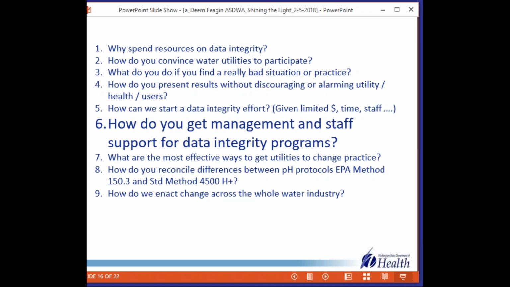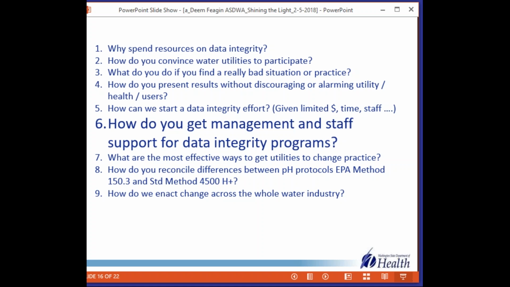Yeah, so you need to look at what are the situations in your state, and sometimes a little bit of work up front to figure out what the issues are for your state. I'm thinking data integrity is going to look different in every state.